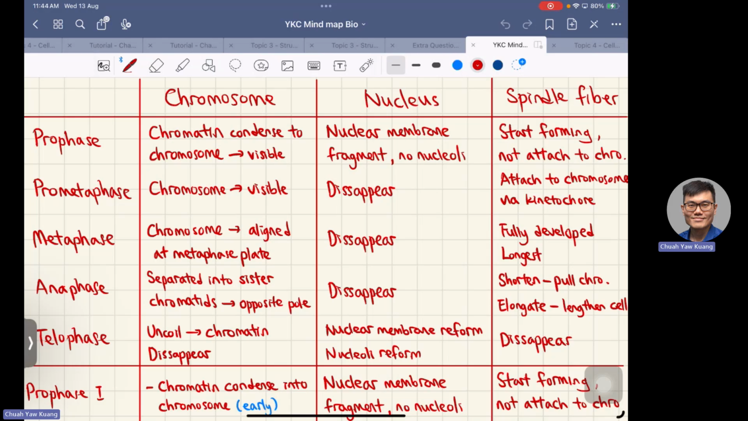Then spindle fiber behavior: they only start forming, not yet attached to the chromosome. Just started to form. That's why you can see the centrosomes just started to move toward the nucleus. They are still close to each other. They just started to move and haven't reached the nucleus. For mitosis, I will give you more time. Later the meiosis is very simple. A lot of meiosis is just copy only, because a lot of the phases are actually the same.